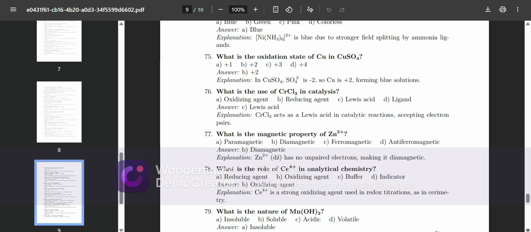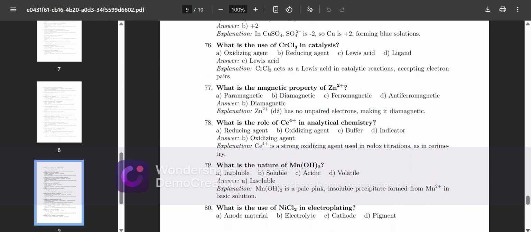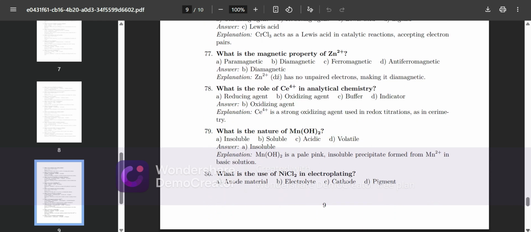What is the use of CrCl3 as a Lewis acid catalyst? CrCl3 acts as a Lewis acid in catalytic reactions, accepting electron pairs. What is the magnetic property of Zn2+? Diamagnetic. Zn2+ d10 has no unpaired electrons, making it diamagnetic. What is the role of Ce4+ in analytical chemistry? Oxidizing agent. Ce4+ is a strong oxidizing agent used in redox titration as in cerimetry.